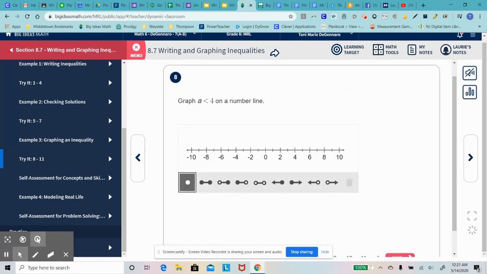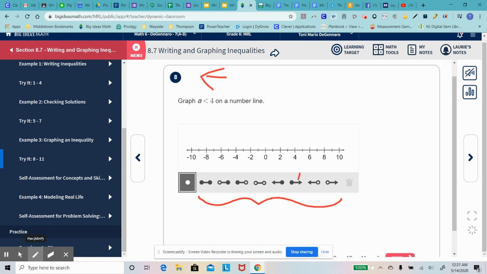All right, so I just want to show you a few, like if you're going to see this on your big ideas. So here's your number line, and it's saying A is less than 4. So is your variable on the left? Yes, so that's perfect. So that means I can look at that arrow, and it's pointing in this direction. So you're going to look here and look for an arrow going into the left.